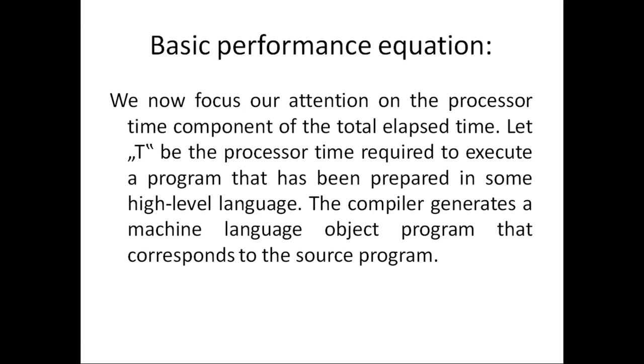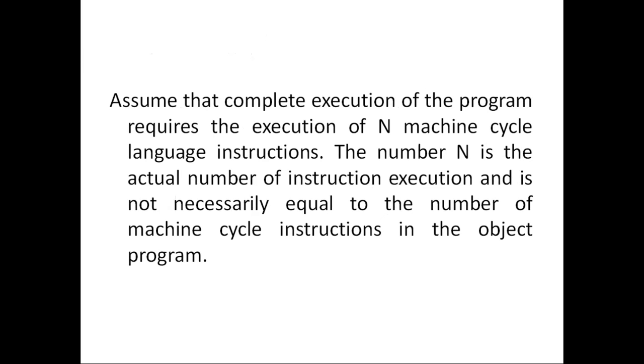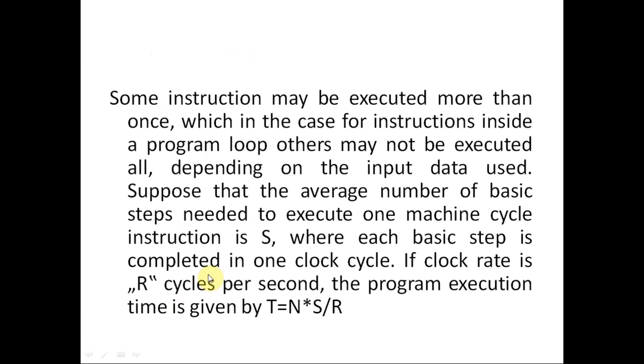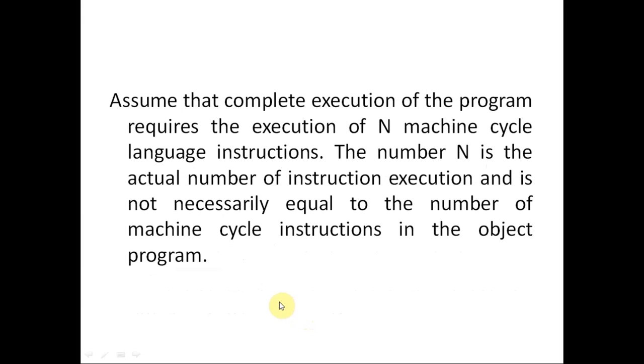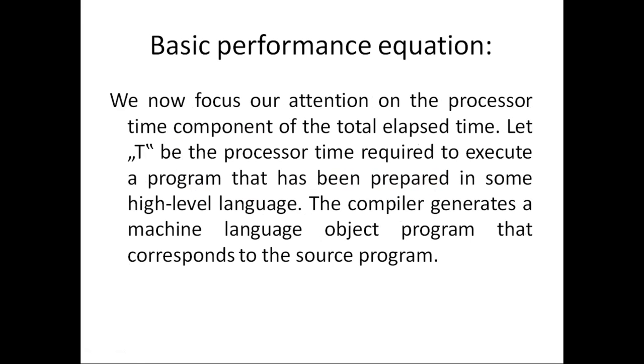Based on this, we go to the basic performance equation. The basic performance equation is T equals N into S by R. The clock rate is R. For one machine instruction, the average number of basic steps is S. So you can get T using the equation with N, S and R. What is N? The number N is the actual number of instructions executed.